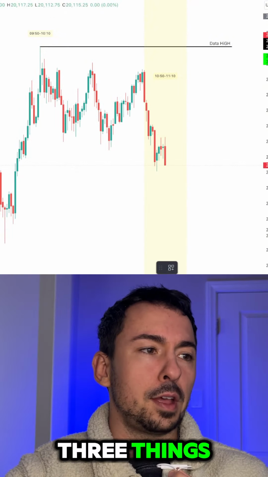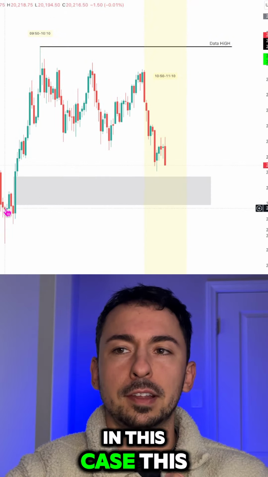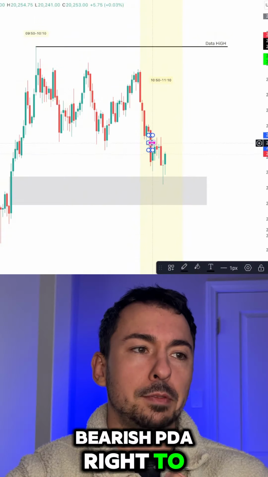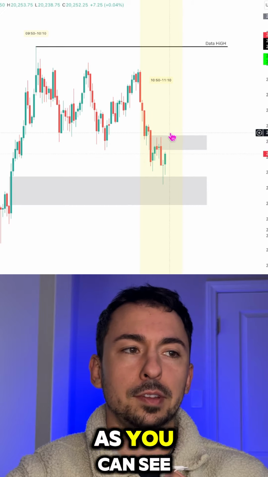What do I look for? Three things. I want to see us trade into a bullish PD array. In this case, it is this fair value gap on the 1 minute. As you can see, we stabbed into it right here. Secondly, I'm looking for a bearish PD array to be violated. In this case, it is a 1 minute fair value gap. As you can see, this is that bearish PD array.